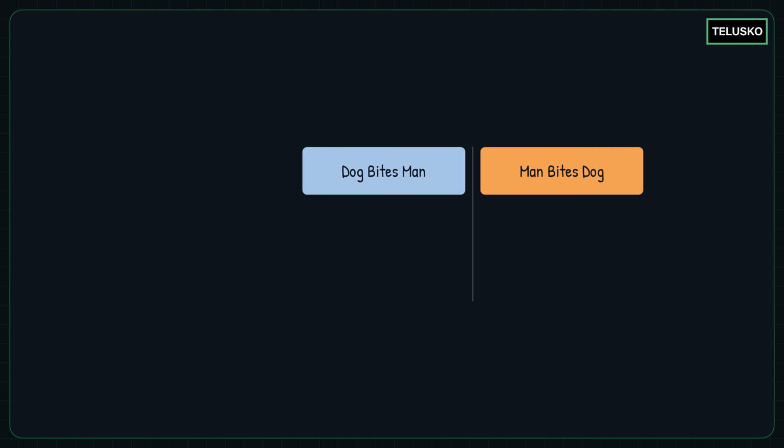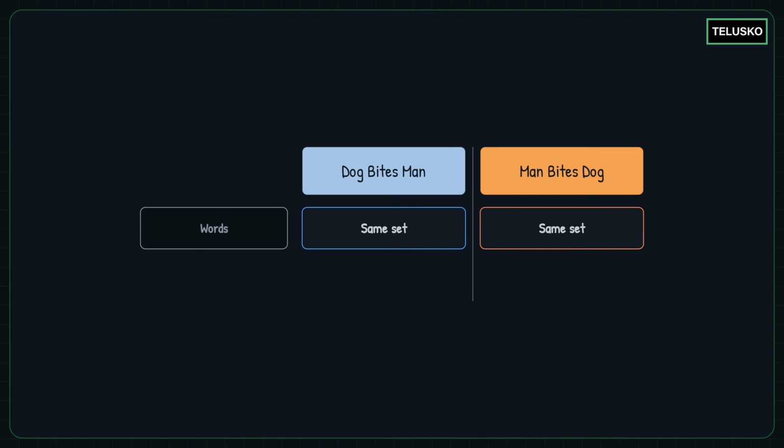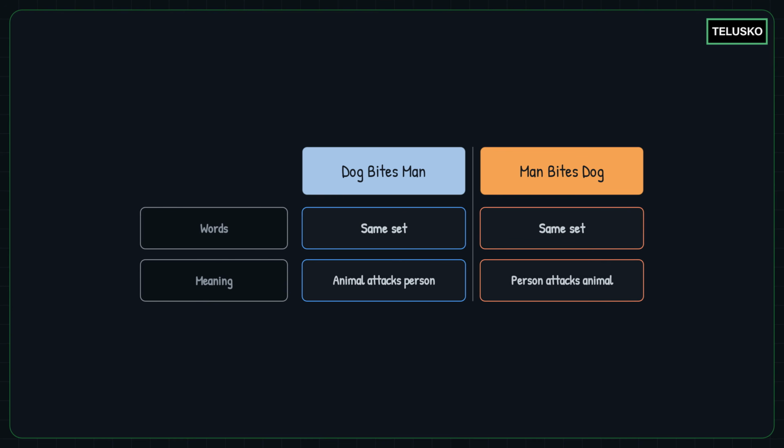Now that we have turned our tokens into meaningful numbers, let us see what happens when the model reads them all at once. Compare dog bites man with man bites dog. They share the exact same words, but their meanings are completely opposite. Because attention looks at every token simultaneously, it sees only a bag of words and ignores where each one sits.